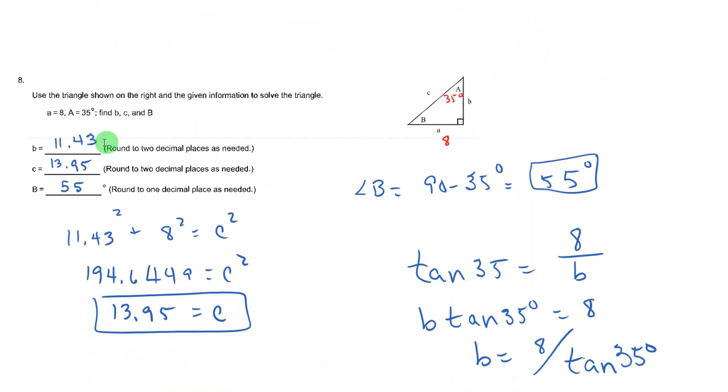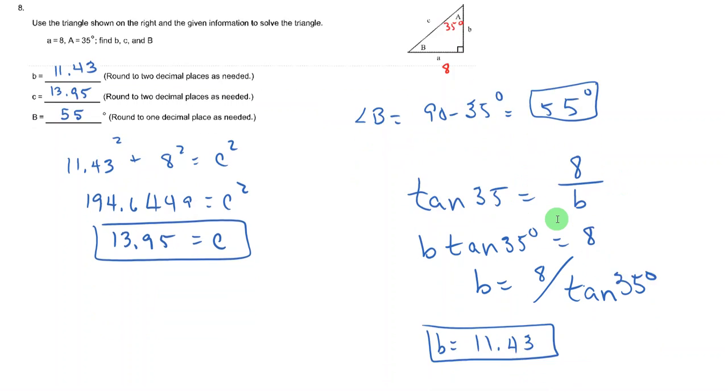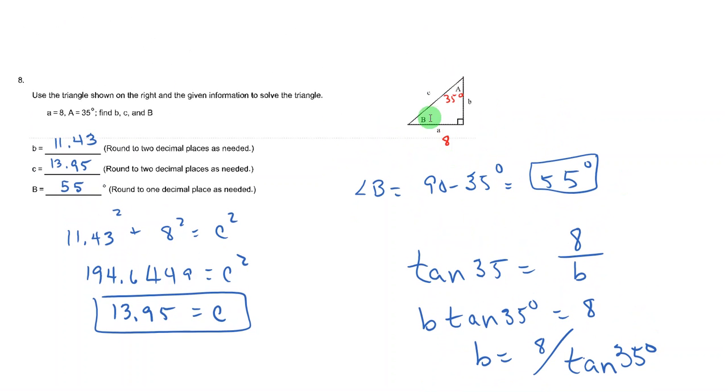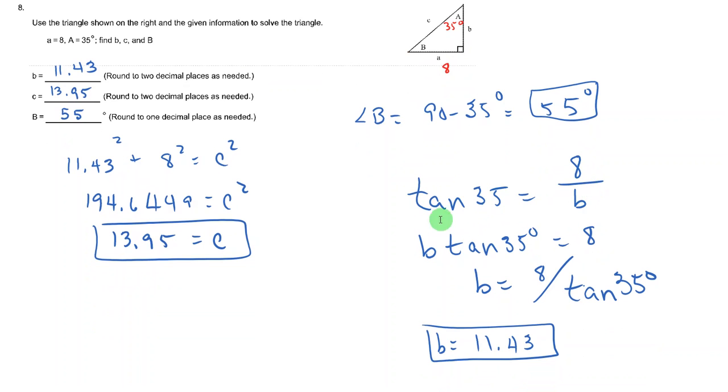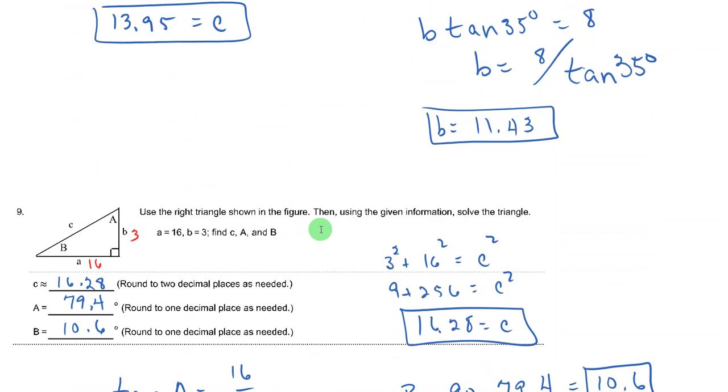Let's look at this one. We have A is 8, angle A is 35, find B, C, and angle B. So angle B is easy, 90 minus 35. Same thing. What do we have? We have angle A and we have opposite over adjacent that we can use to try to find B. So we did this one, we get that, then we can find C. These are the exact same strategies.